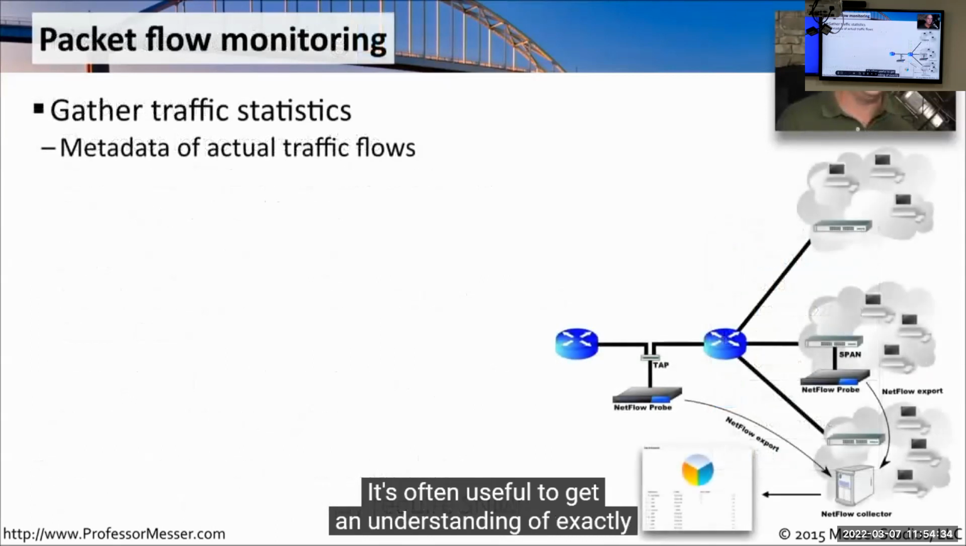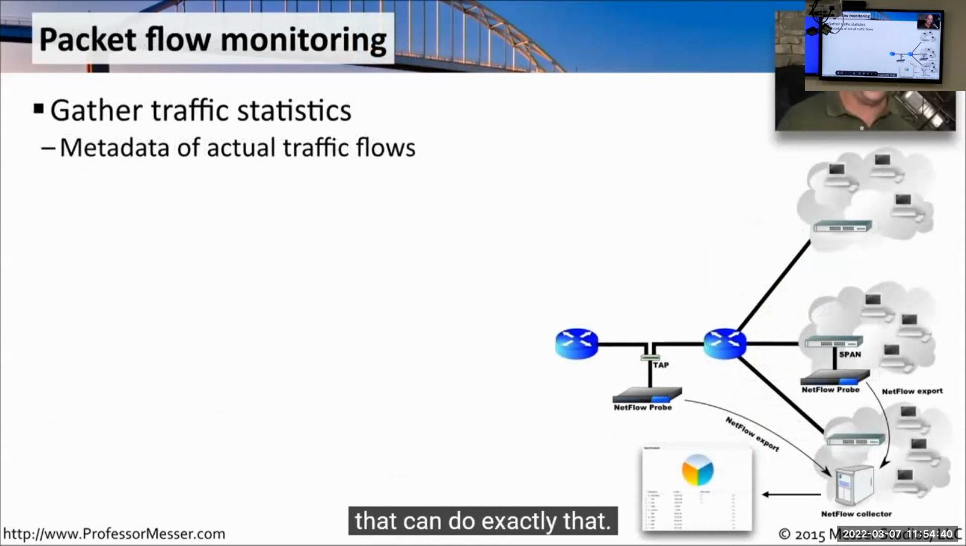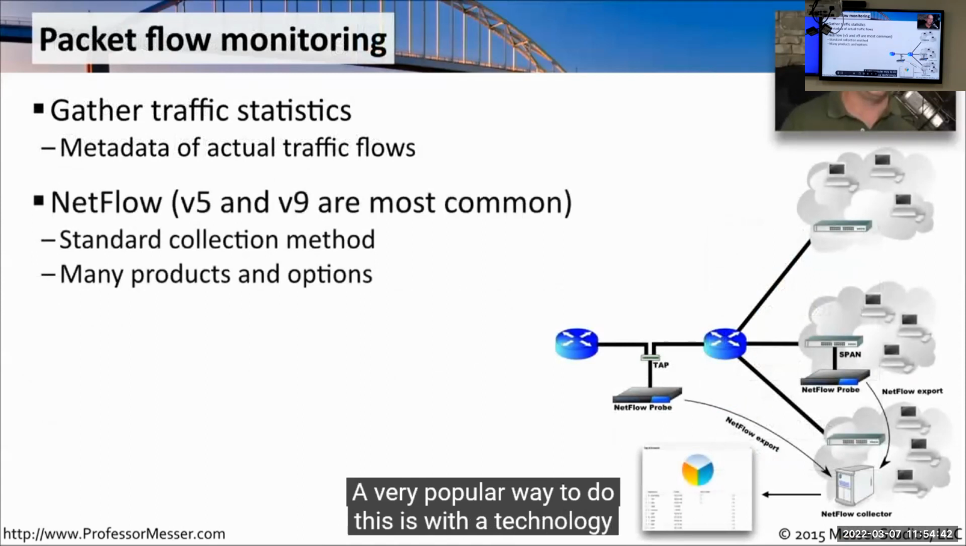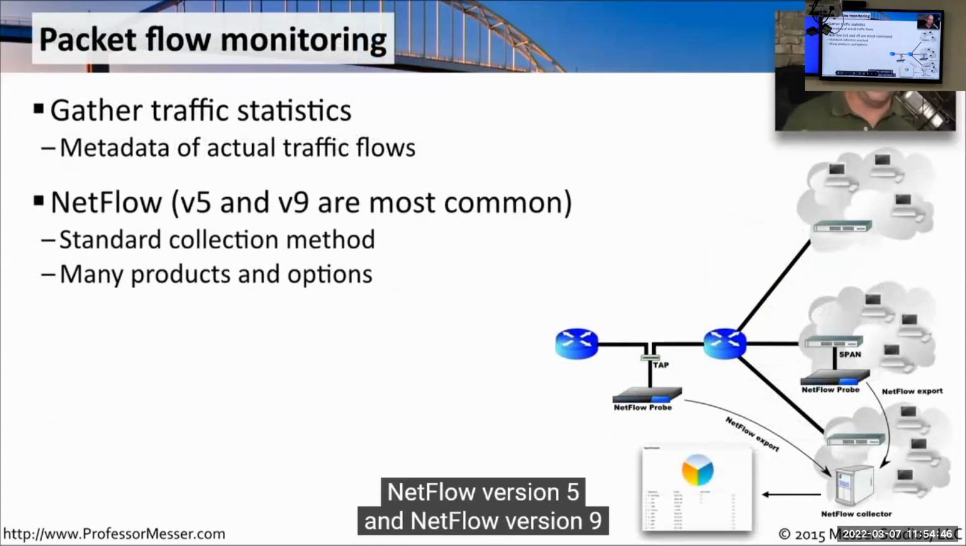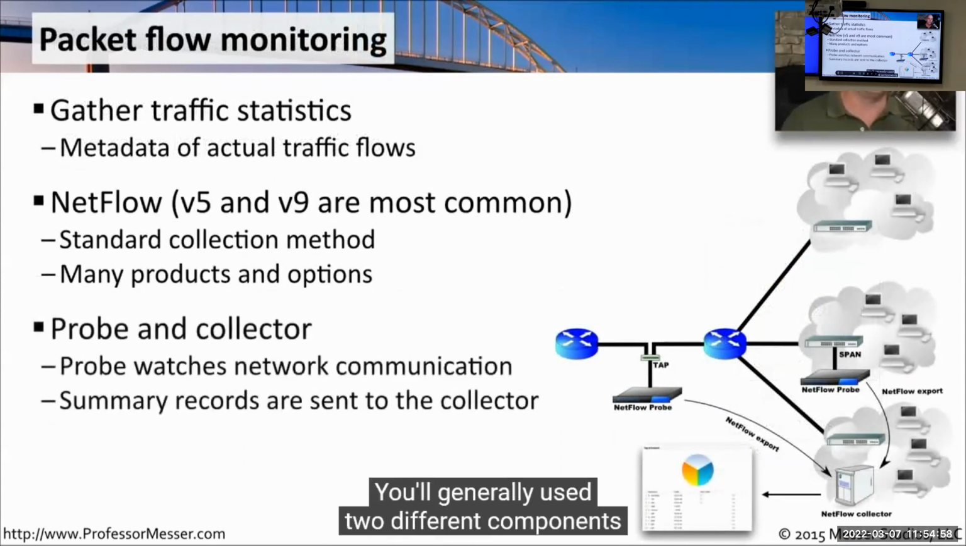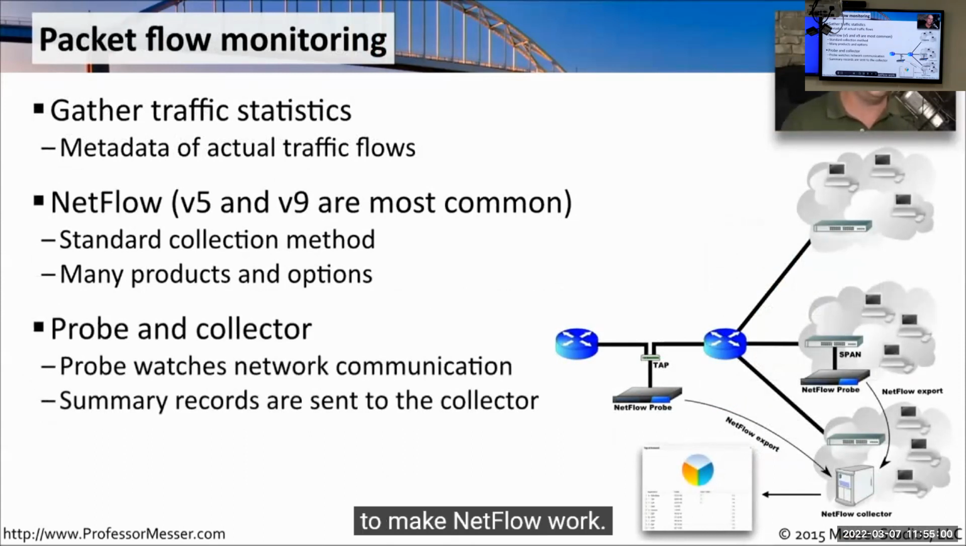It's often useful to get an understanding of exactly what's running over the network, and there are a number of packet flow monitoring technologies that can do exactly that. A very popular way to do this is with a technology called NetFlow. NetFlow version 5 and NetFlow version 9 are the most common ones that you'll see, and it's designed to look at these traffic flows across the network and provide you with detailed metrics about exactly what's running over your network links. You'll generally use two different components to make NetFlow work.